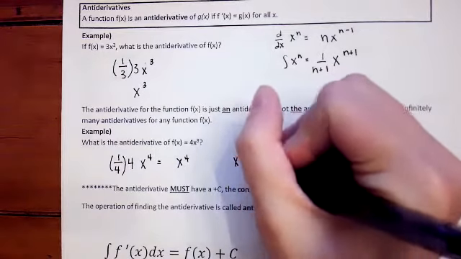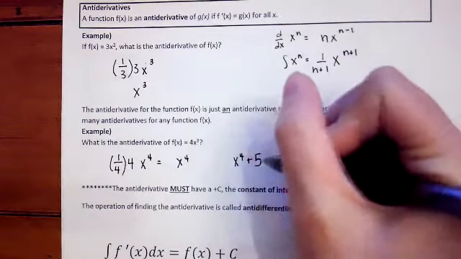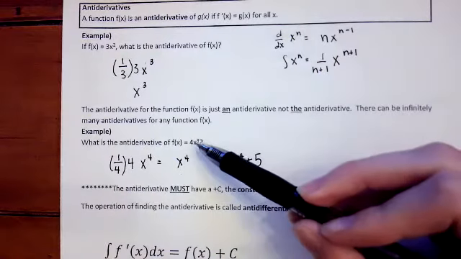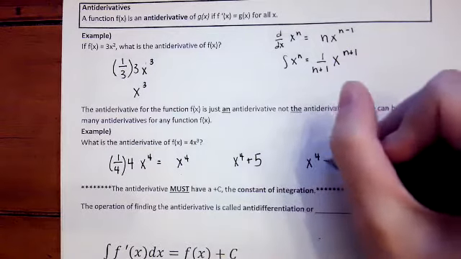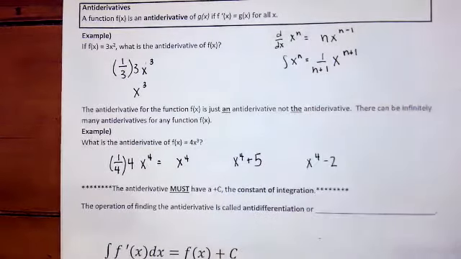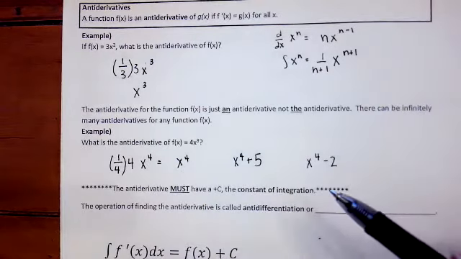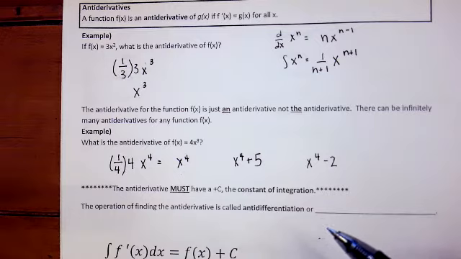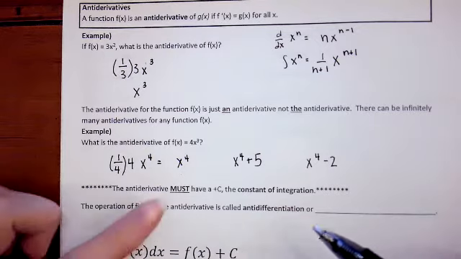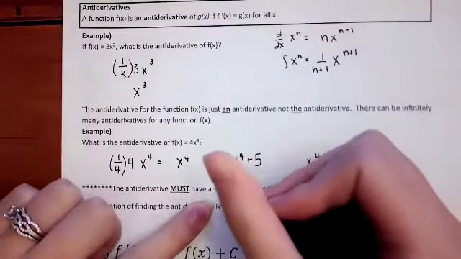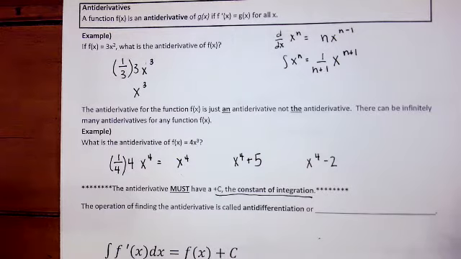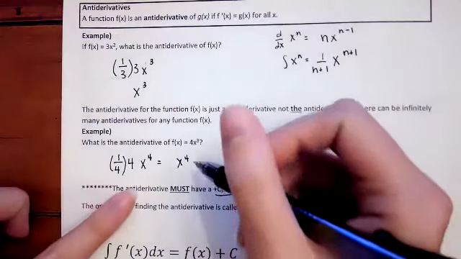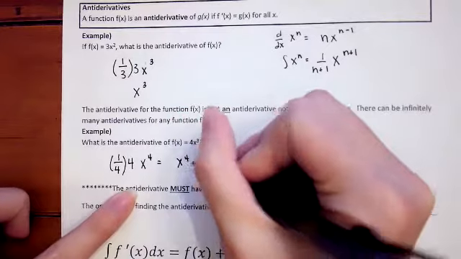But what if I took the derivative of x to the 4th plus 5? I would still get 4x cubed. And if I took x to the 4th minus 2, I would still get 4x cubed. So all of these are different antiderivatives. So if we don't have an initial condition or limits of integration, we're going to always put a plus c, which is a constant of integration, at the end of our statement. So really, instead of x to the 4th by itself, I should have that plus c sitting there.